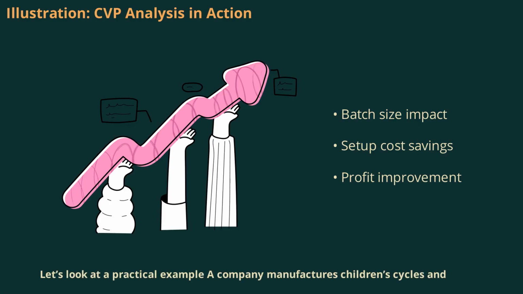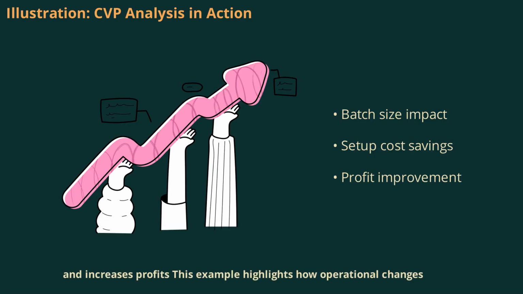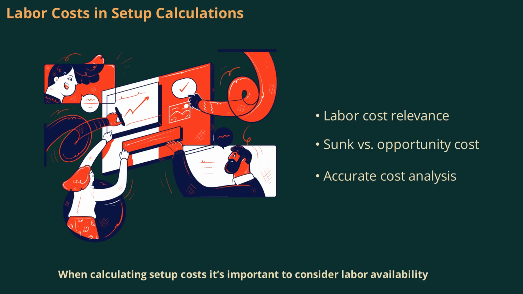A company manufactures children's cycles and uses both traditional and activity-based CVP analysis. By analyzing setup costs and batch sizes, the company discovers that increasing the batch size reduces the number of setups, lowers per unit cost, and increases profit. This example highlights how operational changes, like adjusting batch sizes, can have a significant impact on both break-even points and overall profitability. When calculating setup costs, it's important to consider labor availability.